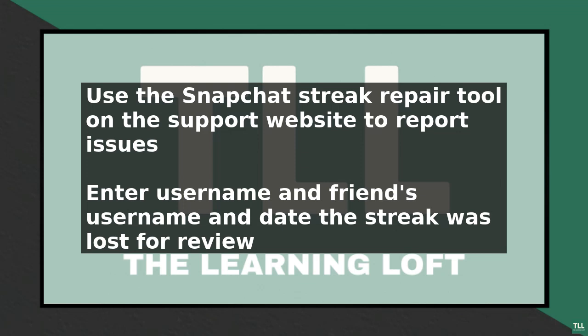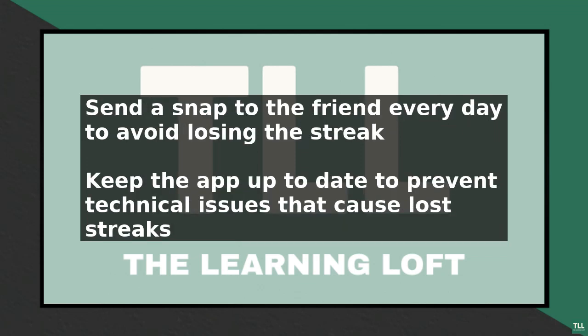You will then be prompted to enter your username, the username of the friend you had the streak with, and the date the streak was lost. After submitting this information, Snapchat will review your request and may restore your streak.